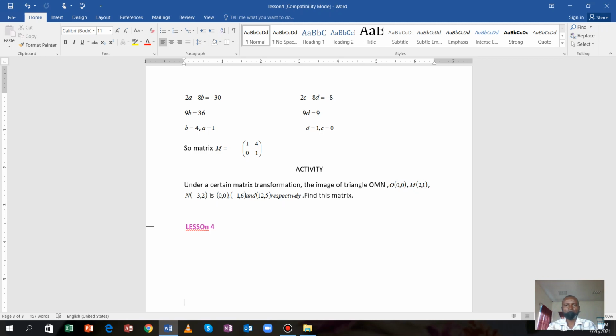So with that, I end by saying that you need to still use our MOI, matrix times object is equal to image, but matrix, remember, is what we are looking for. So look for it by putting letters and solve simultaneously. Once you have got those letters, you write them as a matrix, and that will be the answer.